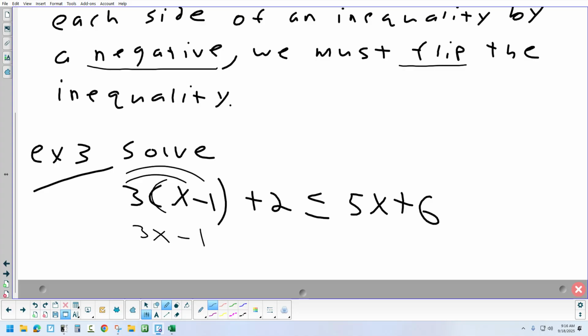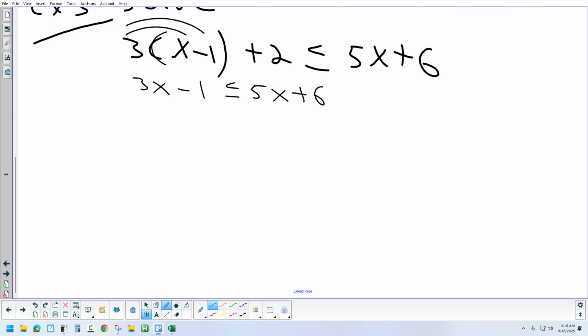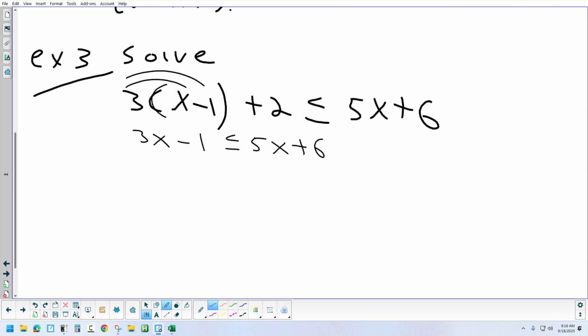Yep, so we'll do both of those at the same time. So we get 3x minus 1 on the left, and then 5x plus 6 on the right. Did we multiply or divide both sides by a negative in that step? Did we? No. So no flipping the sign. Okay. What would we do next?